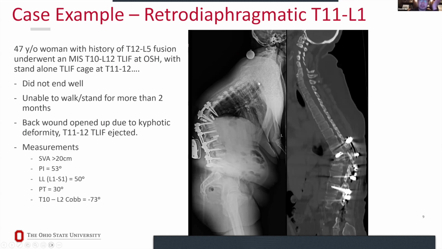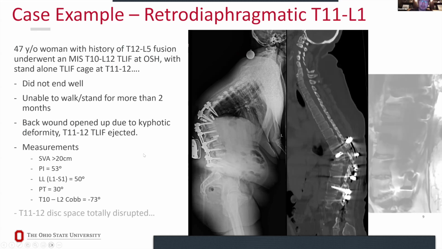Her measurements, you can see, are grossly abnormal. Her SVA is over 20. Despite all of this, her lumbar lordosis was actually pretty good. So she actually had a pretty well-matched lumbar lordosis to PI. It's really this area above that really broke apart and fell apart between T11 and T12.